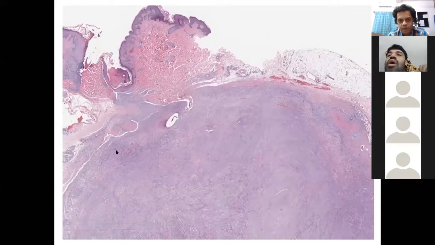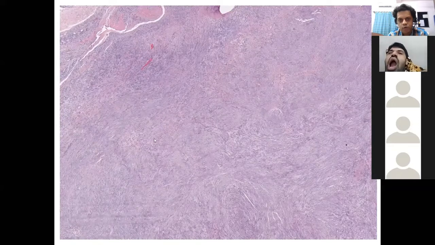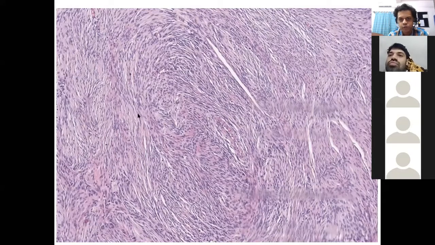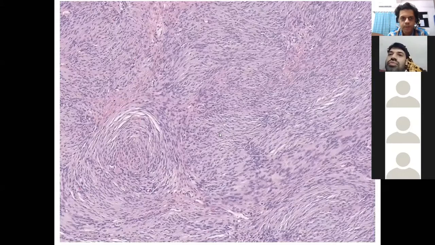Just appreciate the fact that it is well circumscribed. And now going within, you can see that the cells are arranged in the form of whorls and also a vague kind of a storiform pattern, which I'll show subsequently at a higher power. Doesn't it give a vague storiform appearance at places, as if twisted around a central point? Yes, at places storiform. Storiform and whorls seem to be the common architecture over here. So that whorled appearance and the storiform pattern is characteristic of this group of tumors.